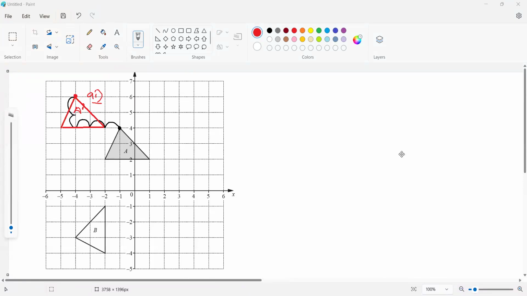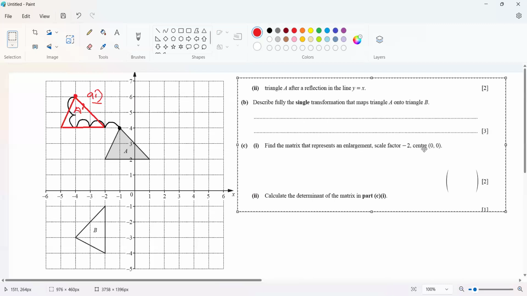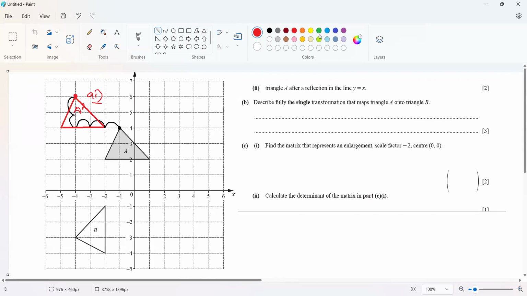So in A2, what they ask us is triangle A after a reflection in the line y equals x. The line y equals x is one of the most fundamental straight lines you're given. Y equals x is like x equals 1, y equals 1, x equals 2, y equals 2, and so on and so forth. So we draw this line, which cuts through the diagonal like this. From here, we call this y equals x, and then we draw our transformation. It is just a reflected shape, so just draw exactly as the reflection shows.